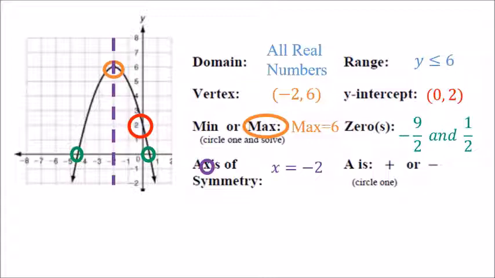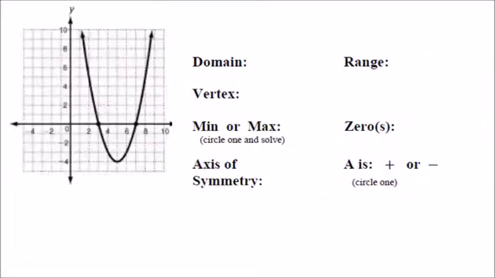The next thing I need to do is decide if the a value for this graph is positive or negative. And since my graph is frowning, it is negative. One more example.